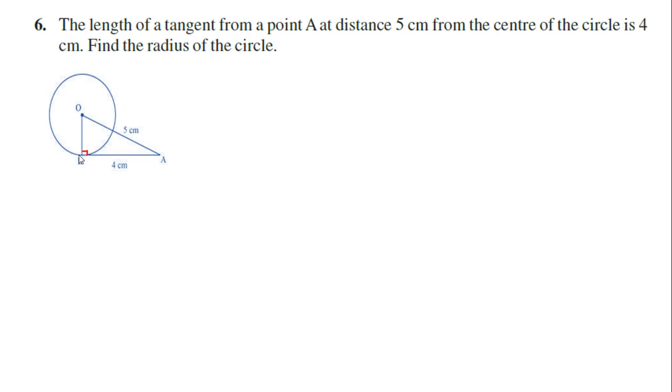This triangle OBA, why is it a right angle? How can we say it is a right angle? OB is perpendicular to AB. Why?